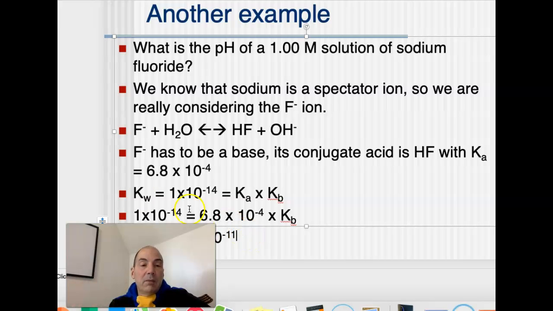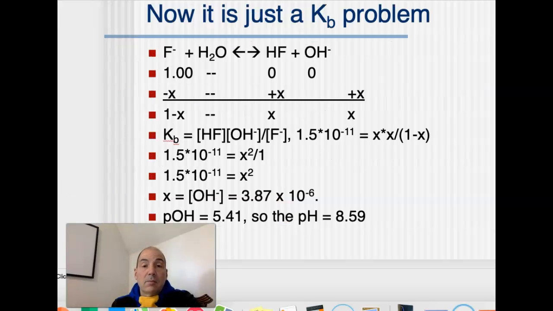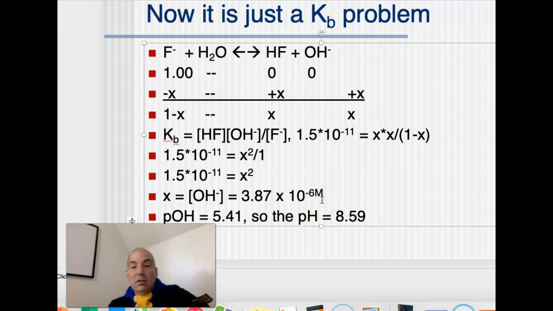Now that I know the value of Kb, it's just like that other problem we did before, finding the pH of a weak base. So I set up my ICE table. I have the 1 minus x here, but I'm going to treat that just as 1. My Kb we just found to be 1.5 times 10 to the negative 11th. So now I just multiply by 1, take the square root. My hydroxide is 3.87 times 10 to the negative 6 molar.